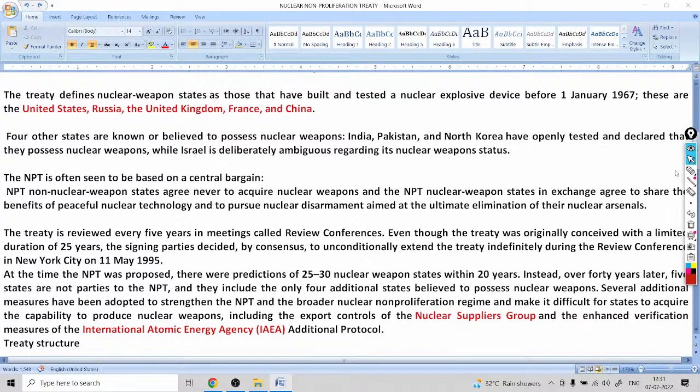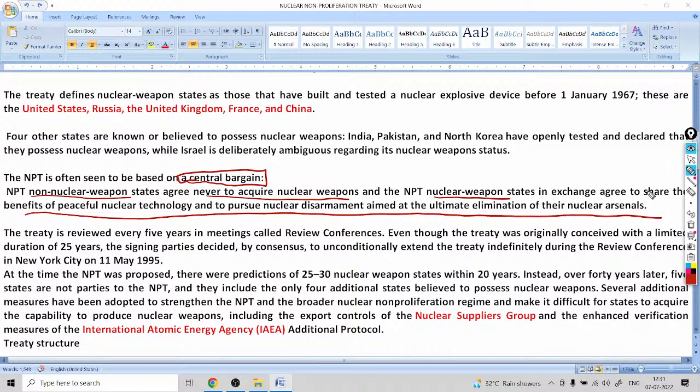Okay, so based on the concept of the central bargain, what is the central bargain? The non-nuclear weapon states agree never to acquire nuclear weapons. We will never try to acquire nuclear weapons. The nuclear weapon states, on their commitment, agree to share the benefits of peaceful nuclear technology and to pursue nuclear disarmament aimed at the ultimate elimination of their nuclear arsenal. Am I clear? So it is a bargaining.